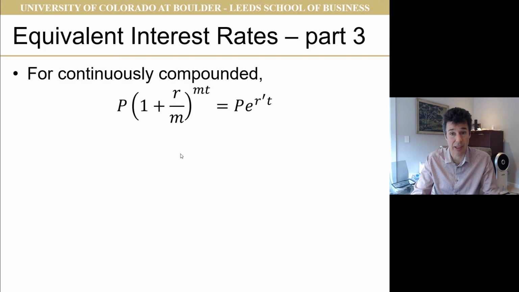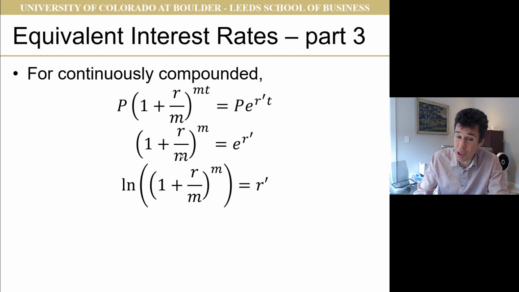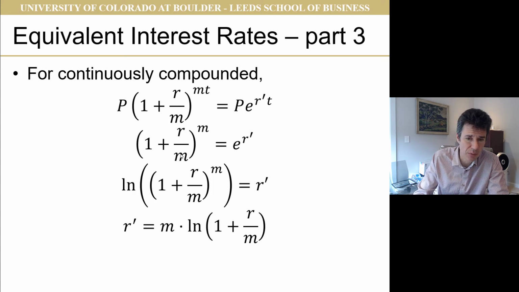Now, if we have continuously compounded rates, we can do the same thing. Here I took the tth root of both sides, got rid of the t's. Take the natural log of both sides, natural log of 1 plus r over m to the power m equals r prime. Do a little bit of simplification. We don't need to do that, but to me it's a little nicer to multiply than it is to take something to a power. And we get r prime, an equivalent continuously compounded rate, if we know the interest rate with compounding frequency m. The equivalent continuously compounded rate is m times the natural log of 1 plus r over m.